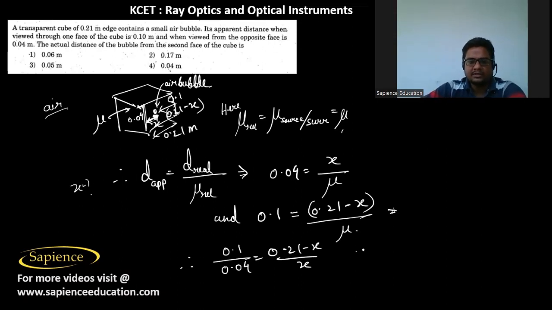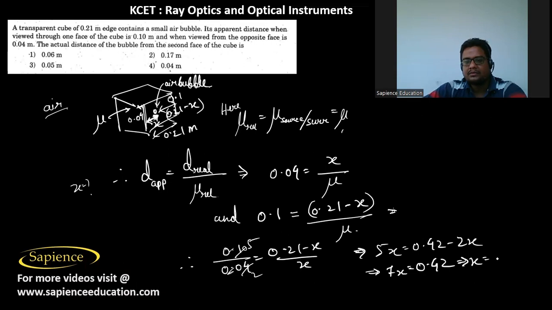So mu and mu will get cancelled. This I can write also as 10 by 4. 2 into 5 is 10. So 5x equals 0.42 minus 2x. So this will be 7x equals 0.42. So x will be equal to 0.42 by 7, which is 0.06 meter. So option 1 is the correct answer. It means the actual distance of the air bubble from the second face of the cube is 0.06 meter.